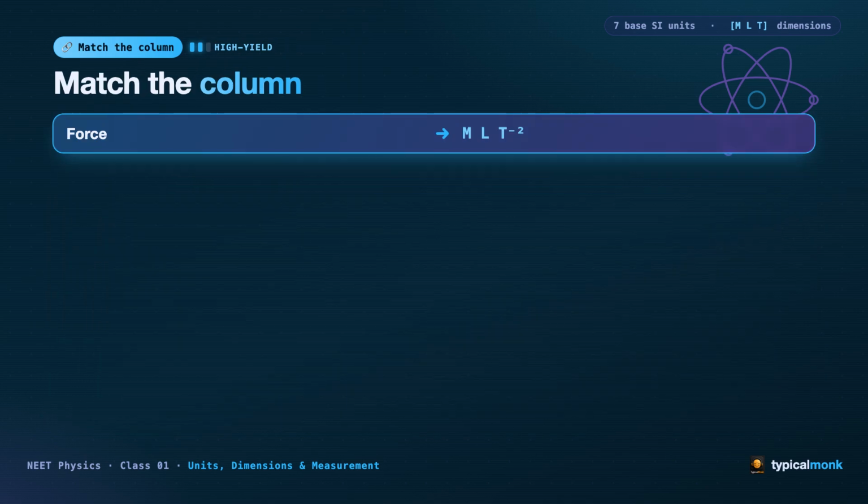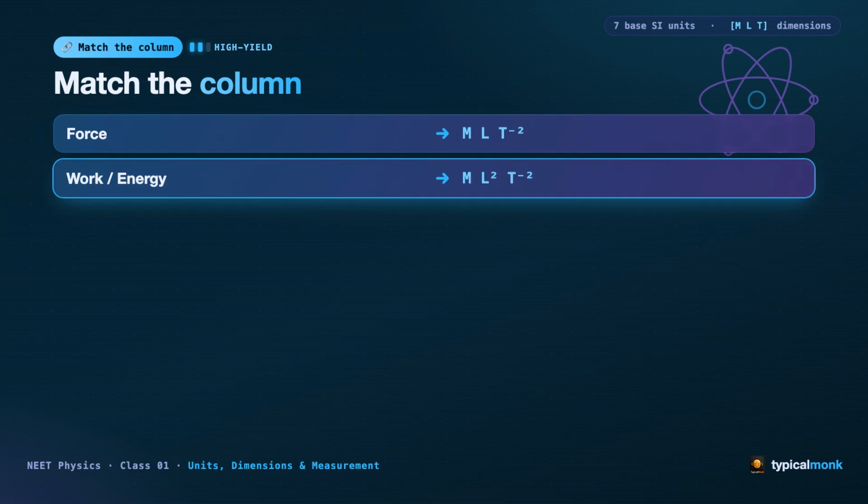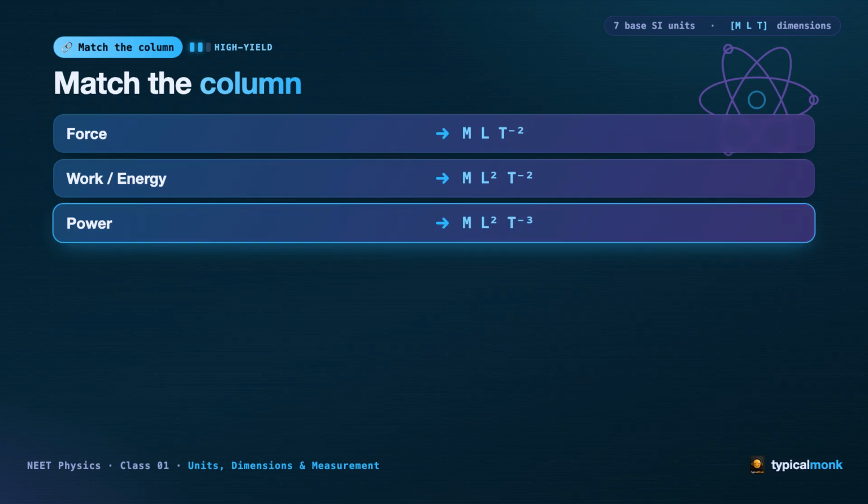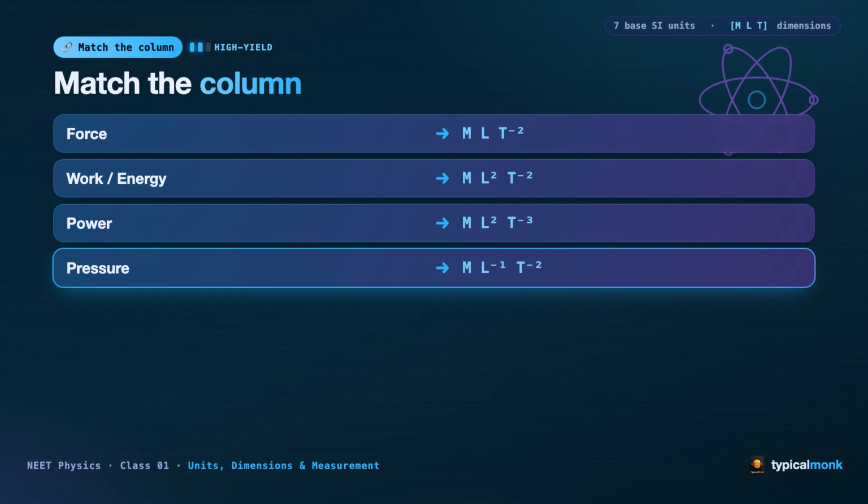Say each answer aloud before I reveal it. Force: mass, length, time to the power -2. Mass times acceleration. Work or energy: mass, length squared, time to the power -2. Force times distance. Power: mass, length squared, time to the power -3. Energy divided by time. One power of time more than energy. And pressure: mass, length to the power -1, time to the power -2. Force divided by area. If all four came to you before the reveal, the dimensional map is becoming yours.